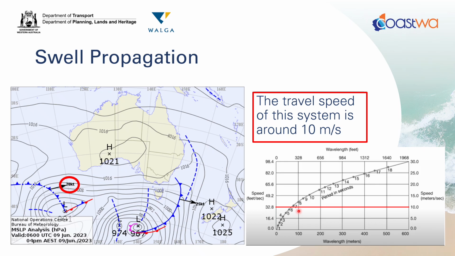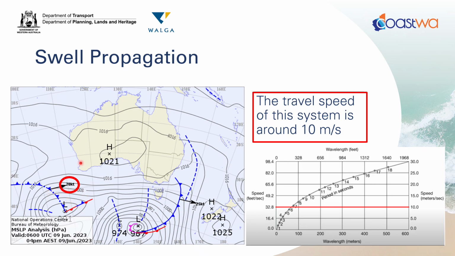So what that means is that if we're generating waves that are in excess of 7 seconds, those waves are going to be traveling faster than the system itself. That's ultimately why the larger, longer period swell waves will travel away from this system. If you have a look here at 20 meters per second, around a 13-second wave will travel twice as fast as what that system's traveling.